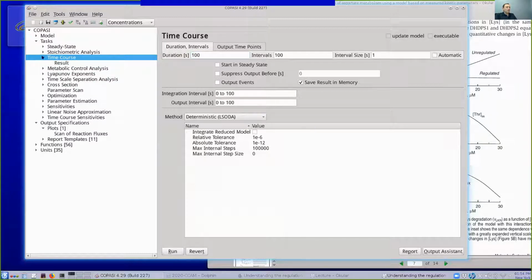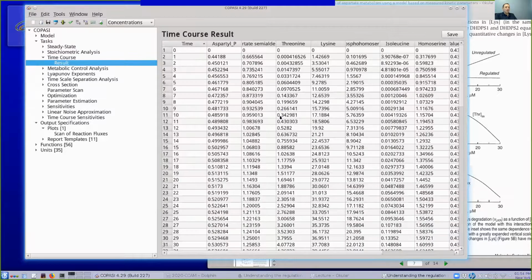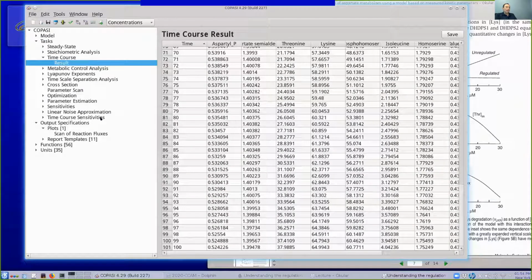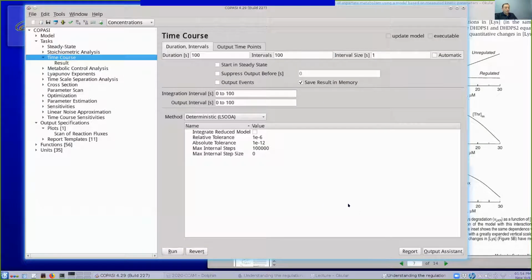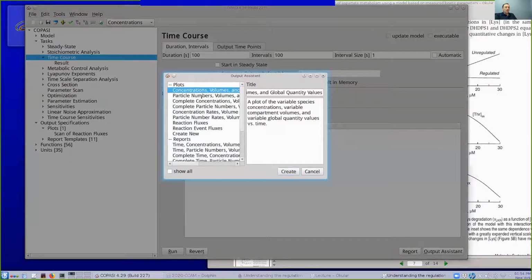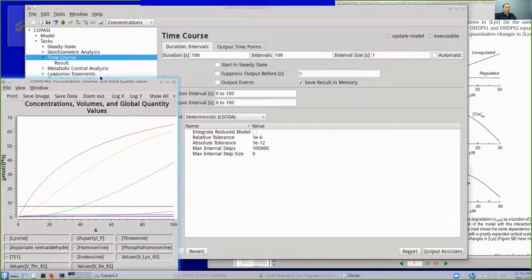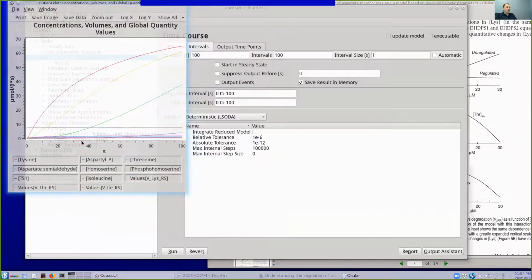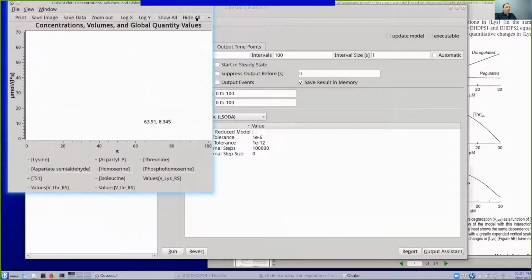If you expand this, you actually have the results here. But again, this is not useful unless you want to save it and take it somewhere else. What you want is a plot of the concentrations versus time. So again, in the output assistant, you can choose concentrations and volumes along time. You create that and you run again, and now you have a plot of the time course. Now, let's look at, say, lysine, because I'm going to reproduce what you said. So we have lysine, and that's the concentration along time.